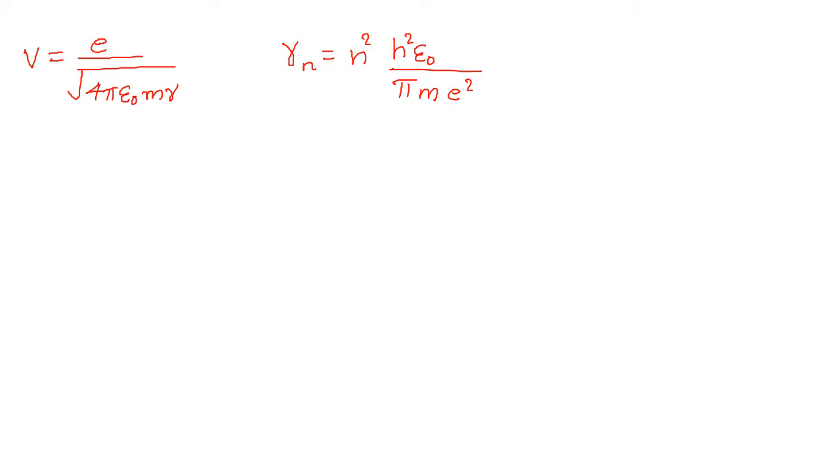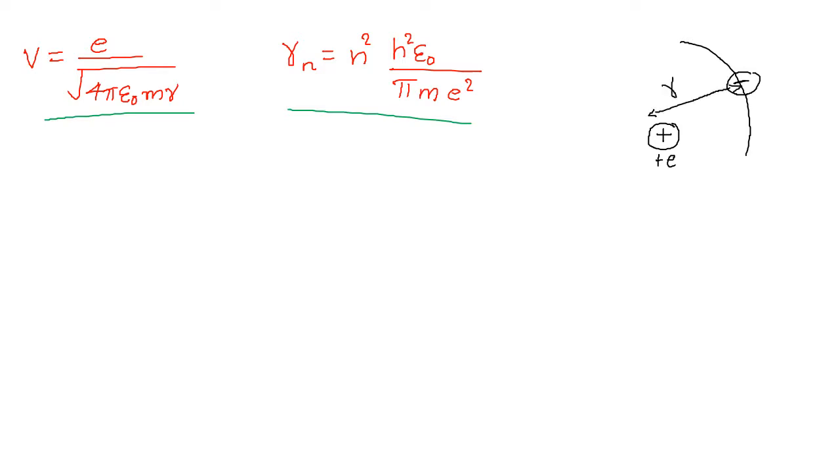Now we are going to consider the energy of an electron which is revolving around the nucleus, which is a positively charged quantity having charge plus e. The electron is revolving, so this is basically a negatively charged particle. The radius is Rn and is given by this formula.